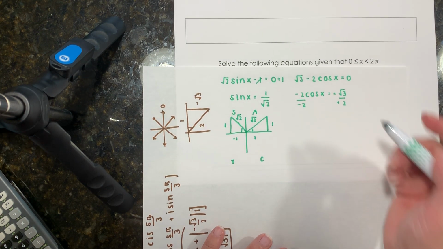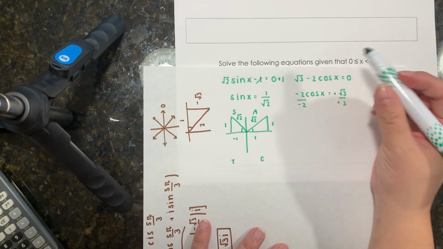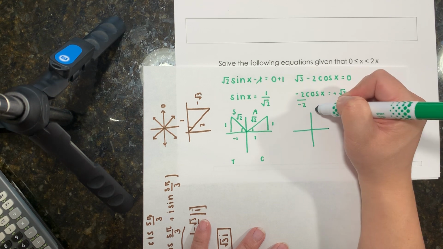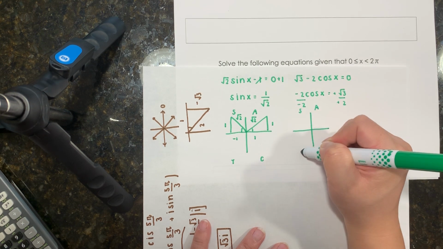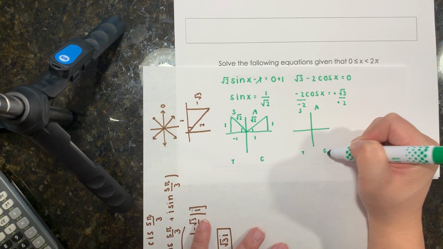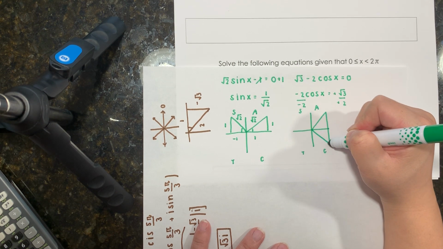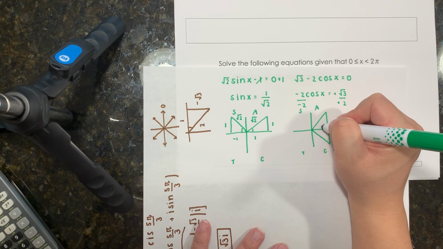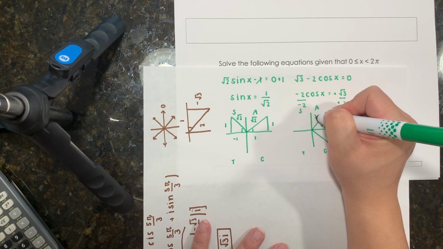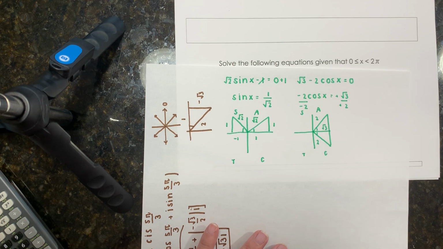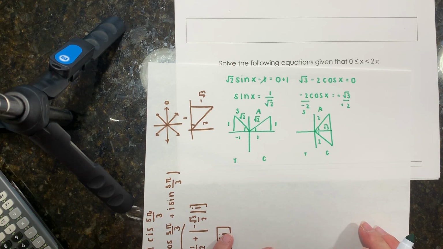Then for my next one, I need to find out where cosine is positive. Well, everything is positive in quadrant 1, and cosine is positive in quadrant 4 because of that C. So that would be 2 triangles in quadrants 1 and 4. So that would be root 3 over 2. And that's going to be a 30-degree angle in quadrants 1 and 4.